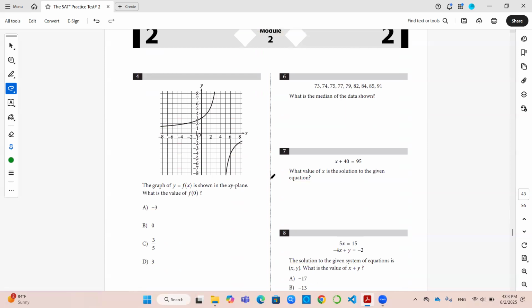The graph of y equals f of x is shown in the xy plane. What is the value of f of 0? So it's 3. So D is correct.